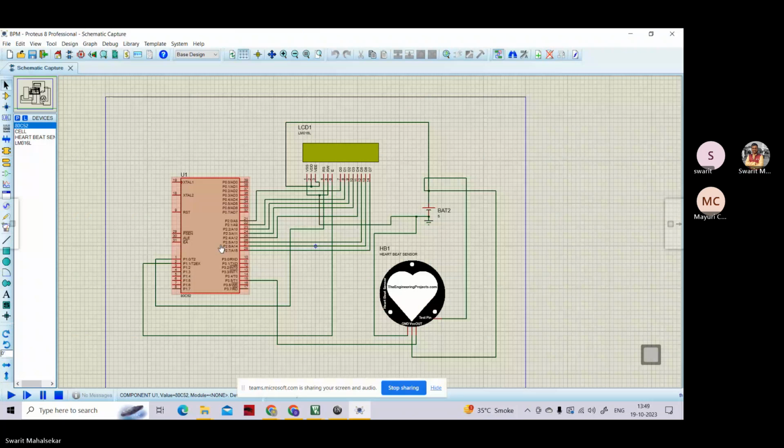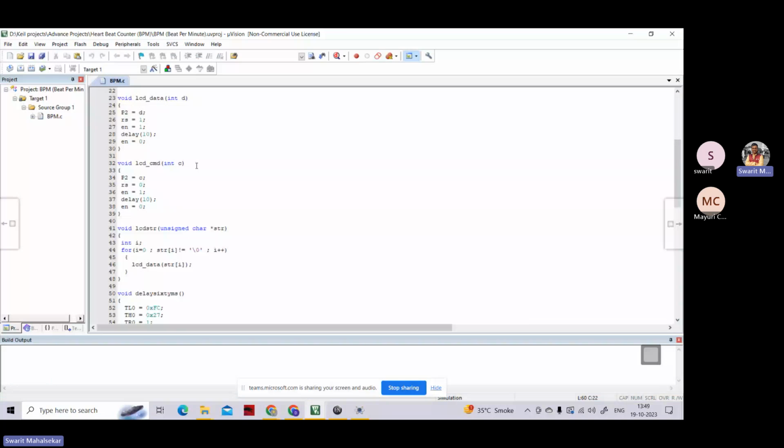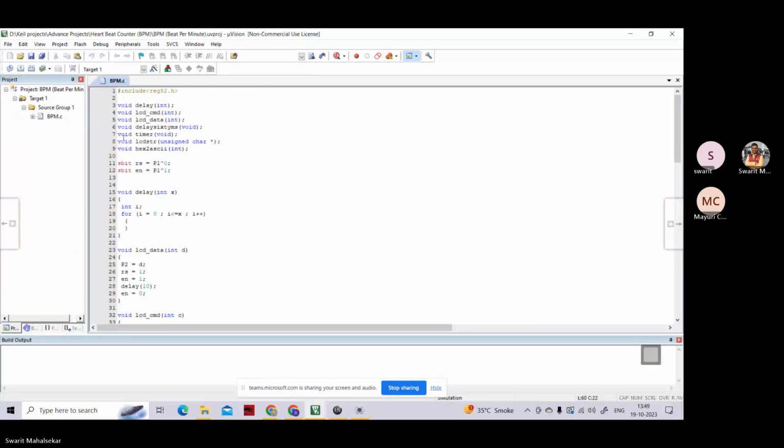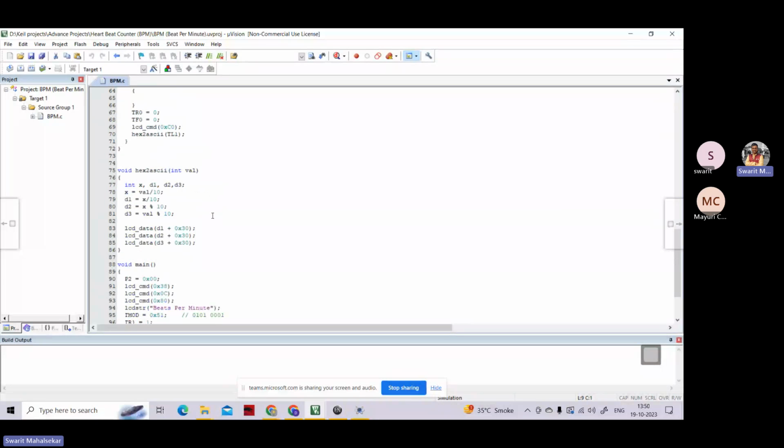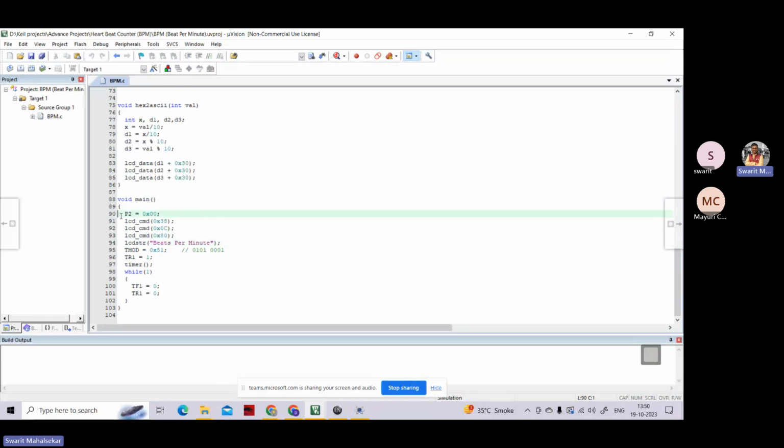Okay. So now let me explain the code very shortly. The heartbeat monitoring system. I have used the timer function, the delay as I had mentioned, and I have included one more function, the hex to ASCII function. But before that, let me go to the void main function. I had connected the output to port 2.